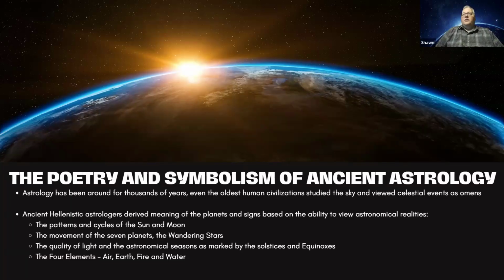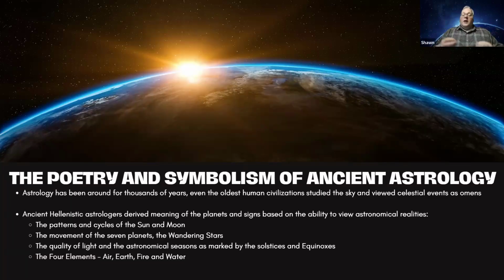Ancient Hellenistic astrologers derived the meaning of the planets and the stars based on their ability to view these astronomical realities. Where these observations came from was the patterns and cycles of the sun and moon, the movement of the 7 planets, which were called the wandering stars, because when they would look up at the night sky, they would see the fixed stars, those stars which stayed in place. And then there were these stars that moved in a different direction. And over time, they began to discern that these weren't just stars, these were actual planets.